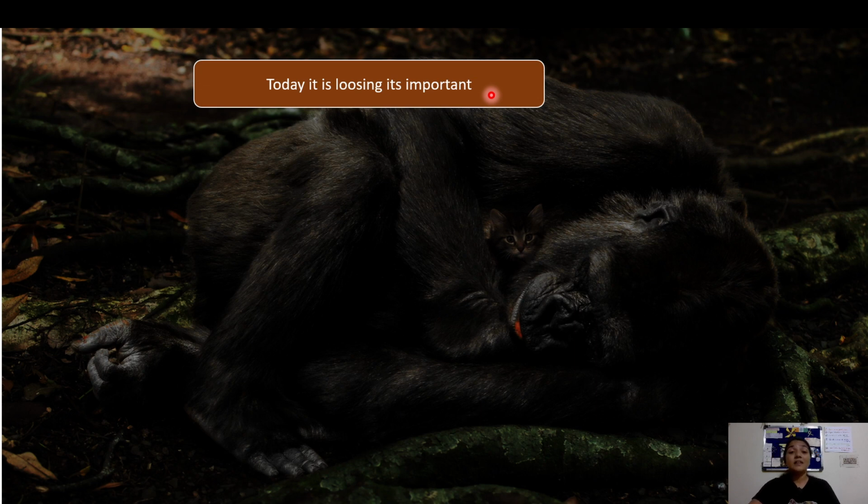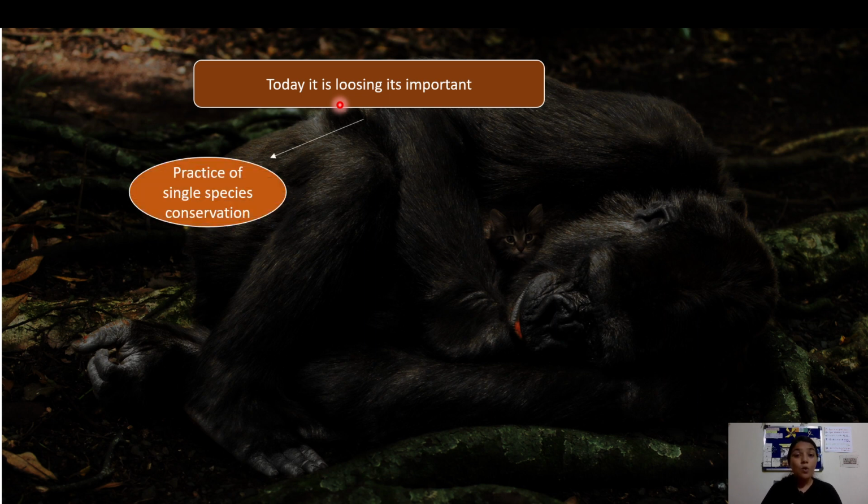So guys, friends, today it is losing its importance. This red data book, somebody started, but now it is all losing its importance. Why is it losing its importance? Because the practice of single species conservation is done.